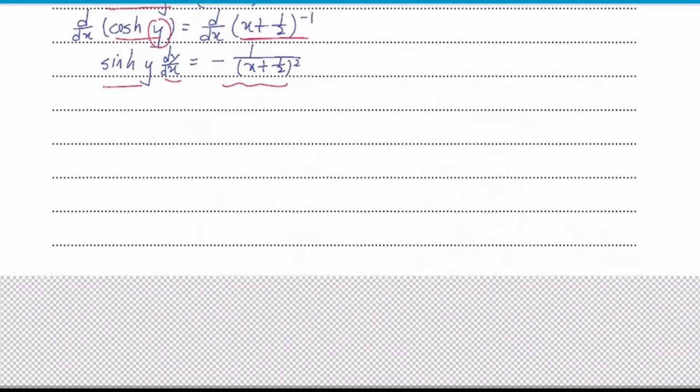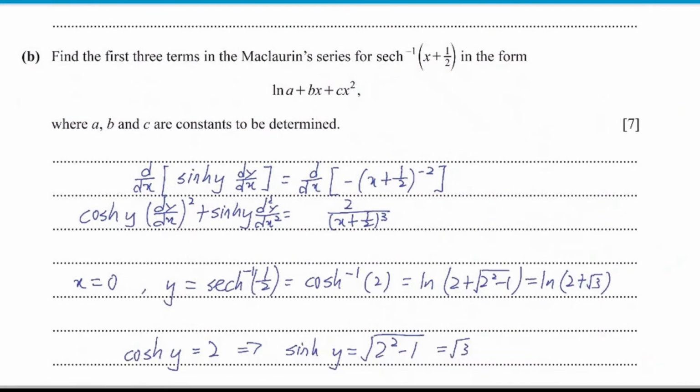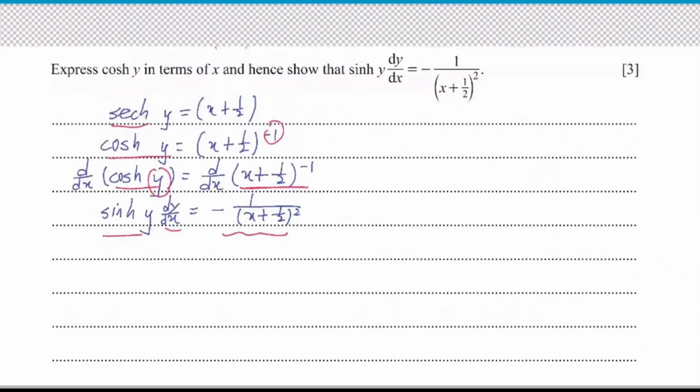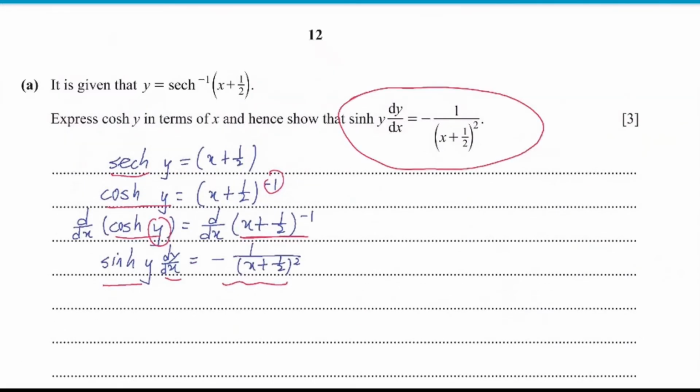Okay, part B: find the first 3 terms in the Maclaurin series of the function just now. What we have is that we want to find A, B, and C. Basically, C is the coefficient of x squared. If we need until the x squared term, we need the second derivative. The easier way to get the second derivative is to differentiate from this relationship here. It is not to differentiate from scratch again, but to use this relationship and differentiate as usual to get the second derivative.